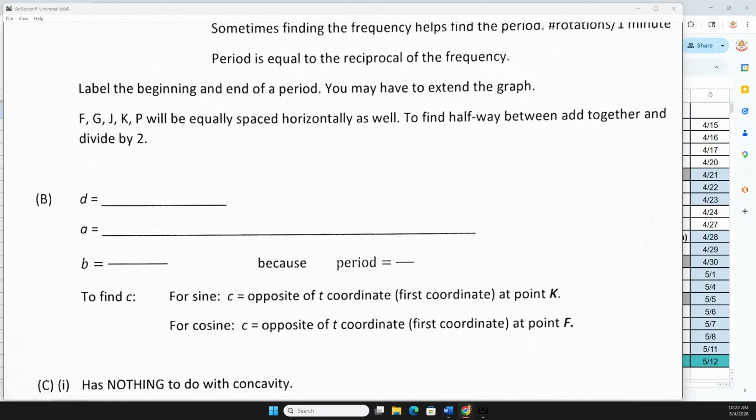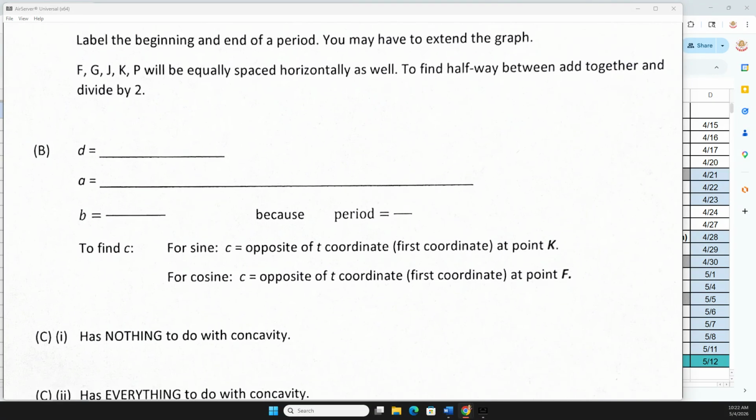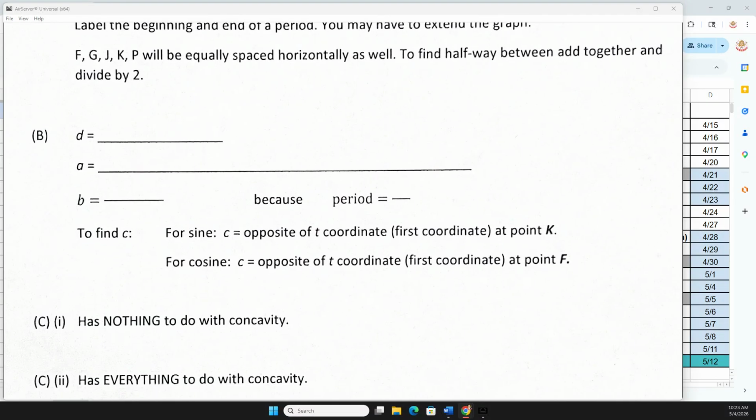All right, you're going to label the beginning of the period. Sometimes you have to extend the graph. So I feel like both the ones we're doing in class, you have to do that for sure, one of them. Oh, maybe just one of them. Anyway, so you need to figure out where time 0 is on your graph. And so sometimes you have to extend it. The horizontal spacing is also equally spaced. And so sometimes you have to find halfway between.